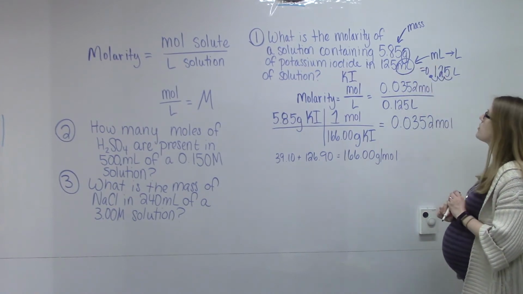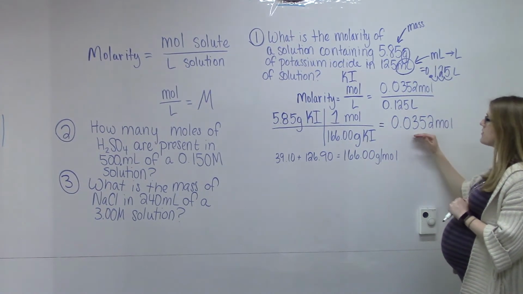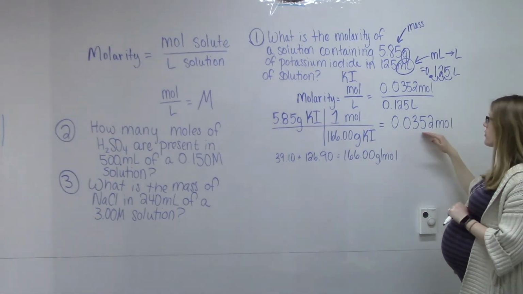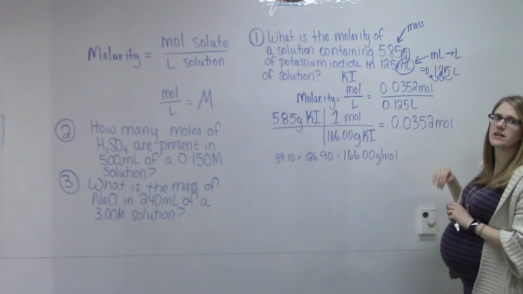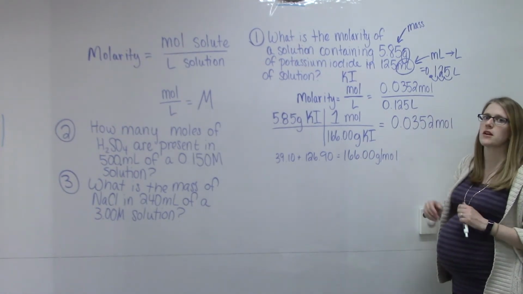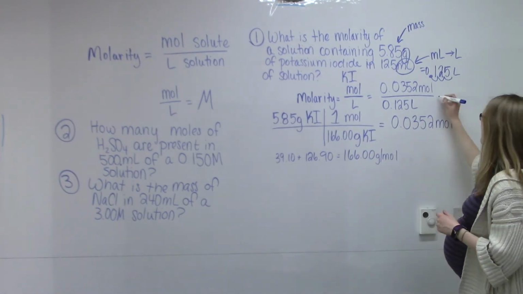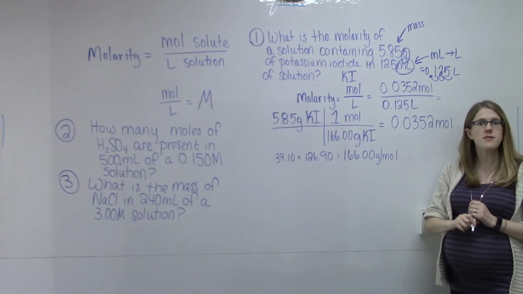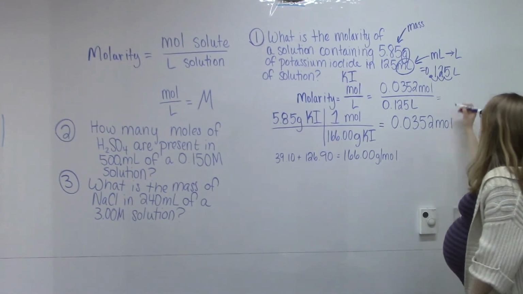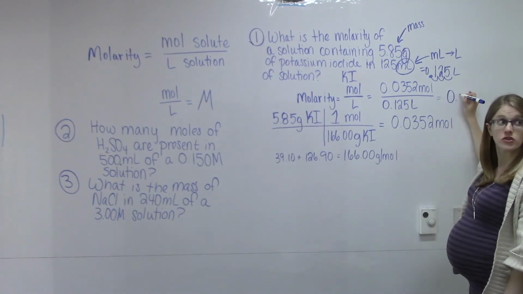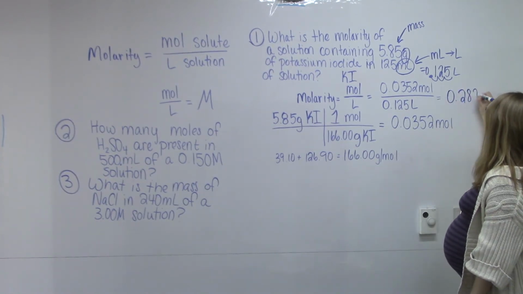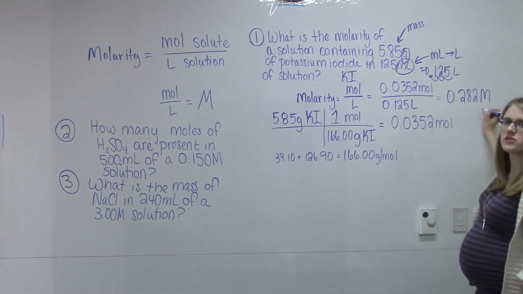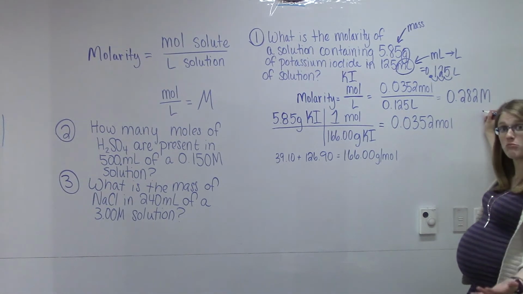That's why I wrote 0.0352. It would be best if you don't round every time you write a new number. Consider sig figs, but use your answer function in your calculator so you're not messing up that final answer more than you need to. So we're going to divide these, 0.0352 divided by 0.125, and we should get 0.282 molar. Capital M is your unit, and the way you say it is actually molar.